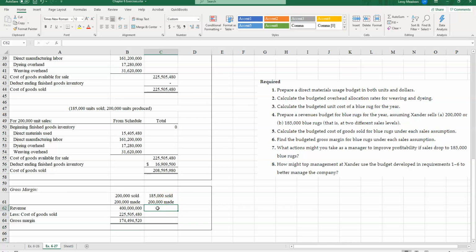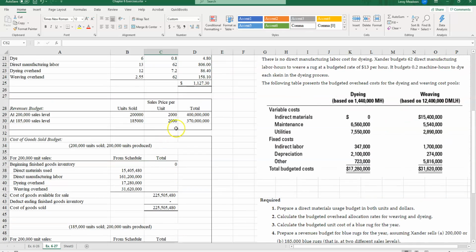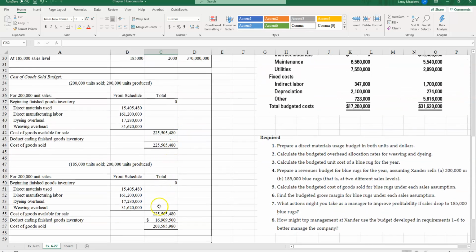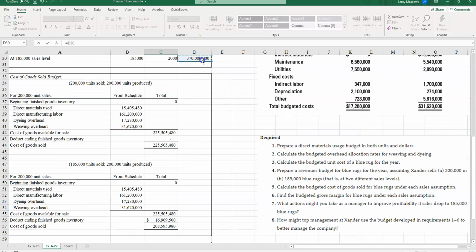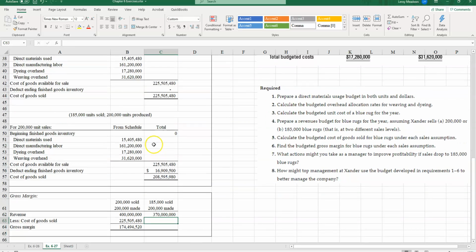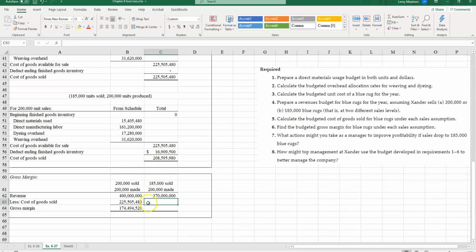Now let's do the same thing to calculate gross margin whenever we make 200,000 units but only sell 185,000 units. So if I only sell 185,000 units, what is my revenue? Well, we calculated it up here at 370 million. So let's go ahead here. 370 million. And what was my cost of goods sold that we determined up here if we only sell 185,000 rugs out of the 200? Well, we determined up here the cost of goods sold is 208,595,980.